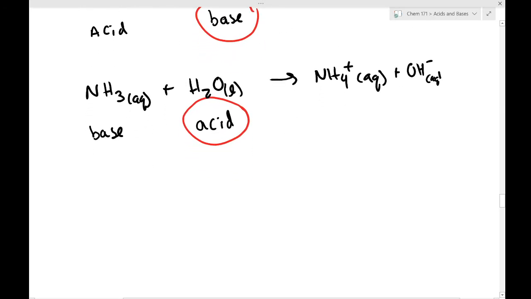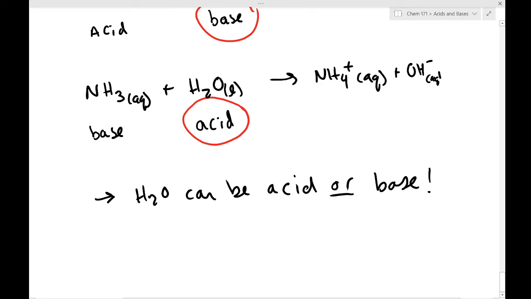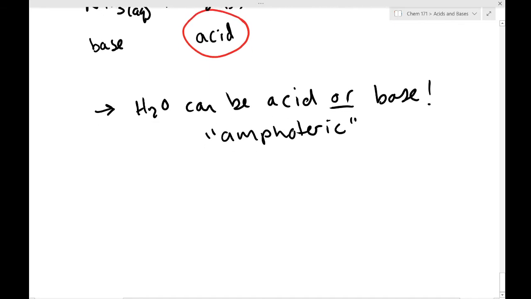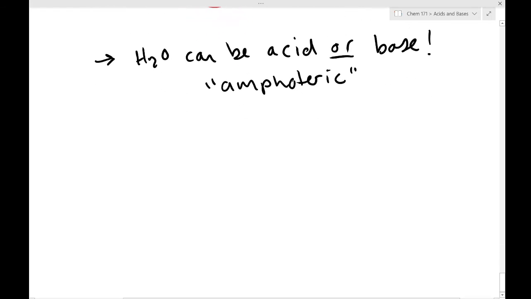And when something is able to be both an acid and a base, H2O can be acid or base. And when something can do this, it's said to be amphoteric. Okay, it's kind of like the ambidextrous of the chemical world. If you can be both an acid and a base, you're kind of ambidextrous in a way. So amphoteric is the term that's given these special types of chemicals that can be both an acid and a base.